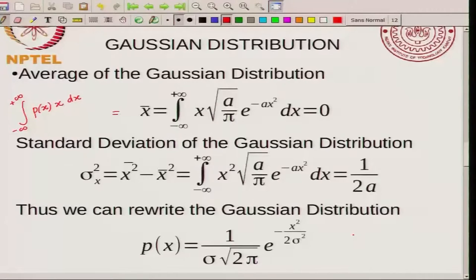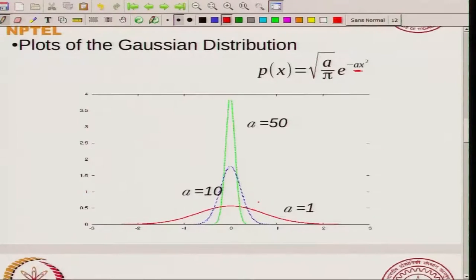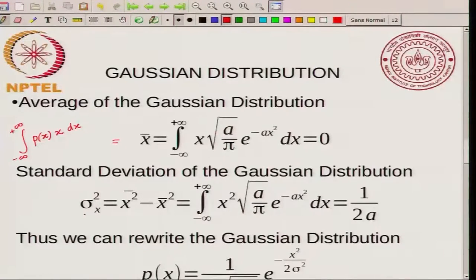Okay. So, as we said earlier, sigma measures the spread. And what you see from the graphs is that as your a value becomes larger, your spread becomes less. And you can see from here that sigma and a are inversely related to each other. So, the square of the spread is proportional to 1 by 2a. And so, what you can see is that increasing a reduces the spread of the Gaussian distribution.